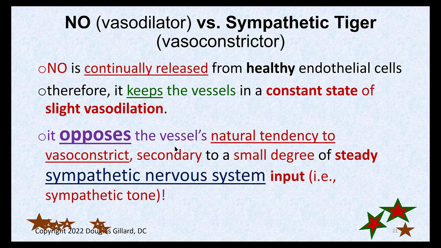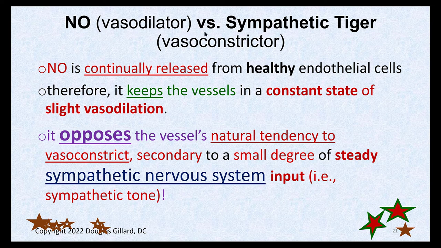So there's a yin and yang, nitric oxide versus the sympathetic tiger. The sympathetics, which come out of the vasomotor center of the medulla like a tiger coming out of a cage, are a powerful vasoconstrictor. And there's always a little tiger coming out of your vasomotor center at all times. So your blood vessels throughout your body are in a constant state of narrowing because of that sympathetic tiger. On the other hand, nitric oxide is being released into the tunica media all the time, and that's causing the barrel of the artery to open up, or vasodilation.